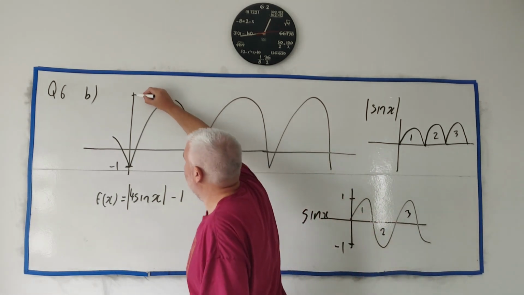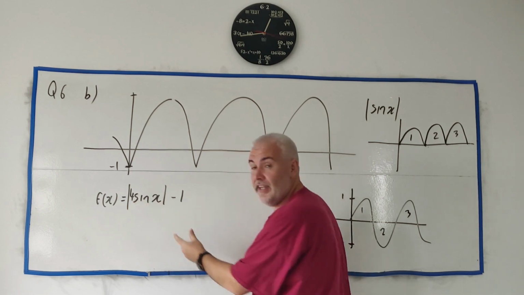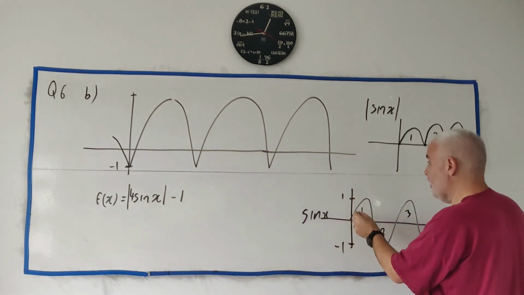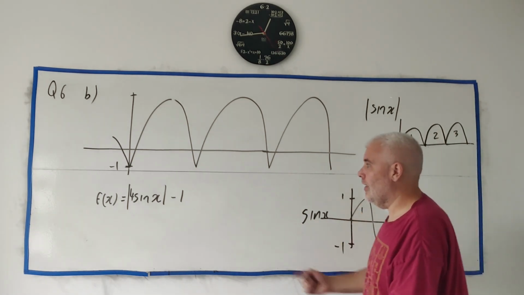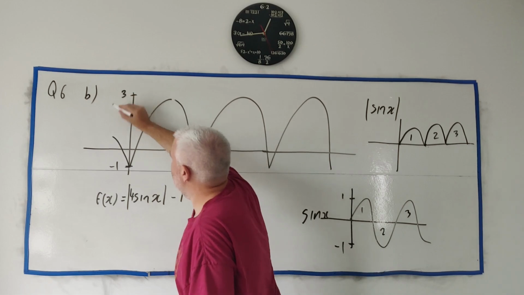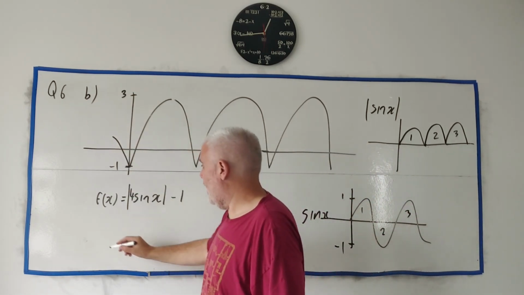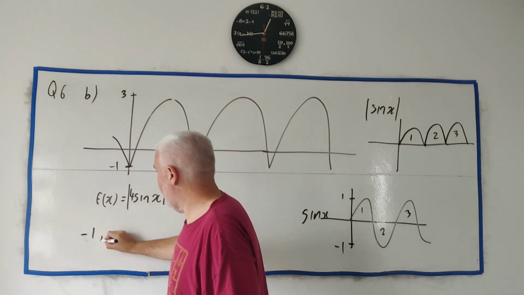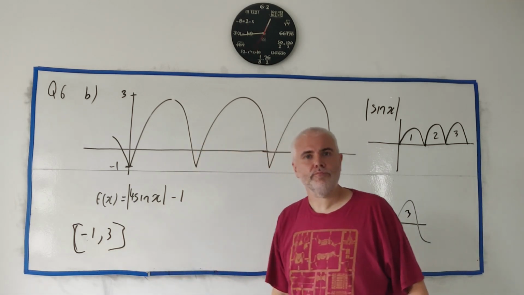What's the highest it can get? The highest this can get is the highest 4 sine can get. The highest sine can get is 1. The highest 4 sine can get is 4, and then we'll take 1 away from it. So the highest this can get is 3. That's the answer to the range already. The range is -1, 3. Sorry, put a bracket in there.